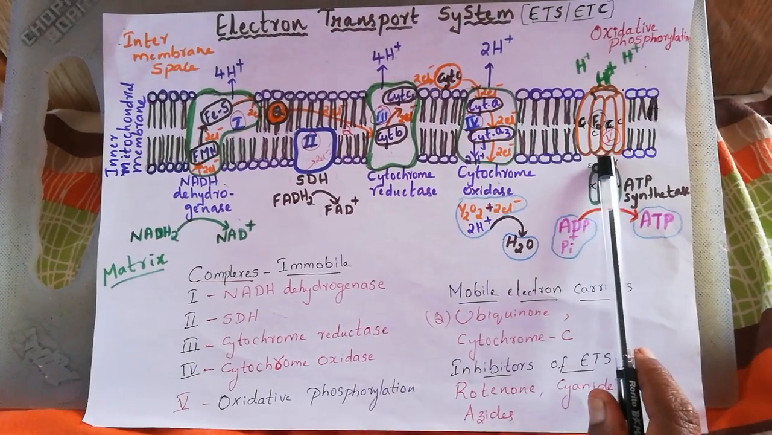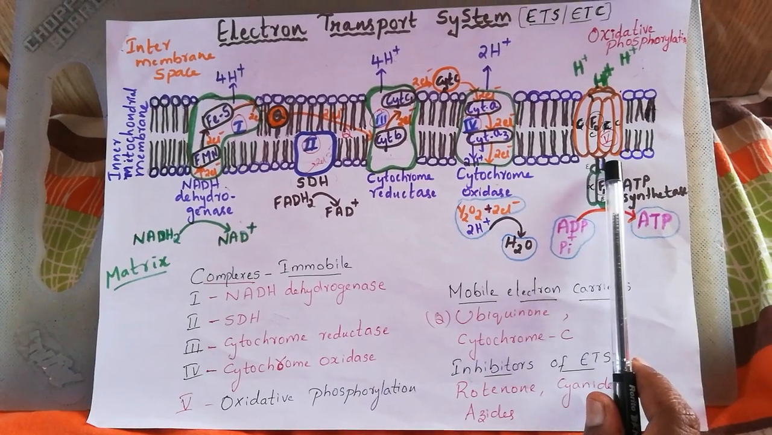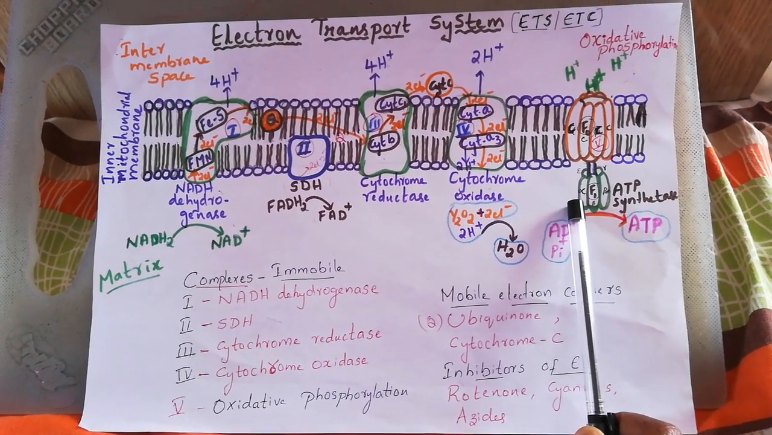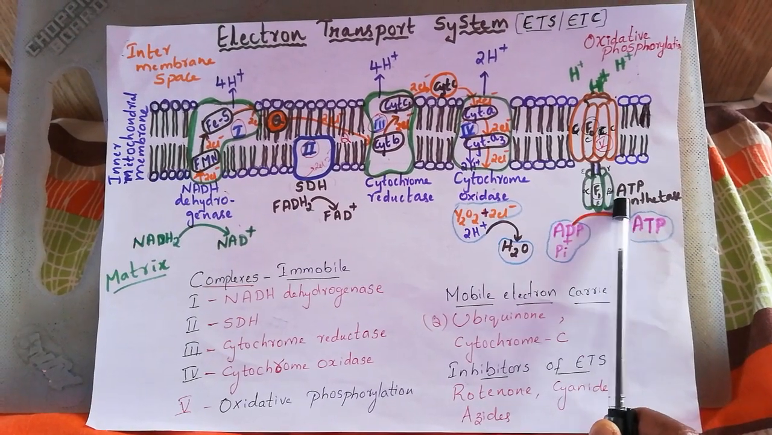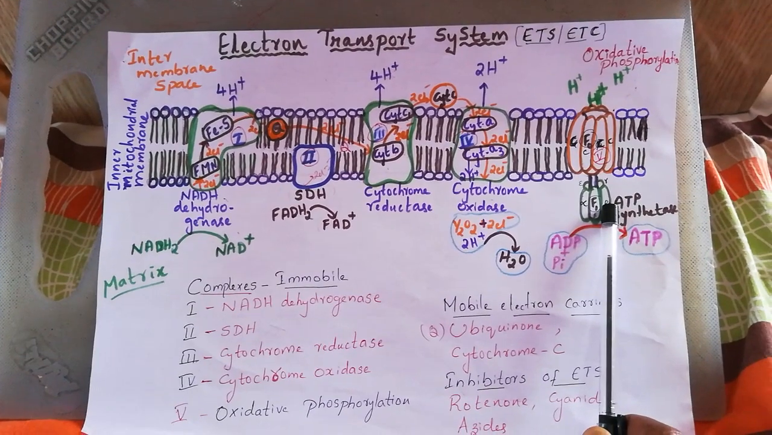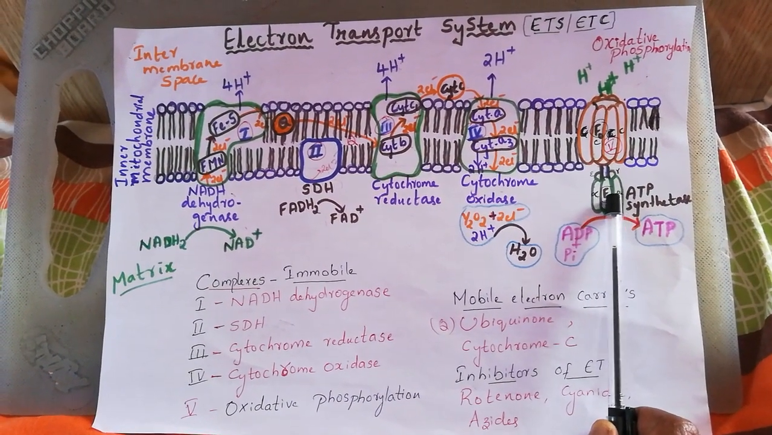So F0 is rotatory. In the F1 part, gamma and epsilon are rotatory, whereas alpha and beta are not rotatory, they are stationary. The 3 alpha and 3 beta subunits are there, and the beta subunit is the region where the ATP synthesis process will be occurring.